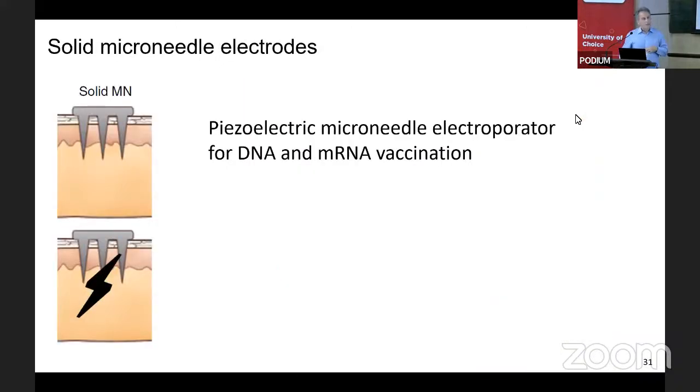Story number 3. So now we're going to take the microneedles and do something quite different with them. That is, namely, to use them as microelectrodes to give electric pulses to the skin. And as the heading here says, it's piezoelectric microneedle electroporator. So I'll explain the piezoelectric part and electroporation. And our goal is for DNA and mRNA vaccination.